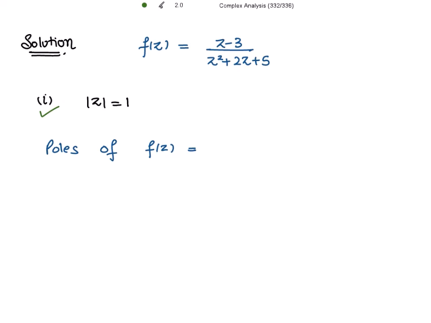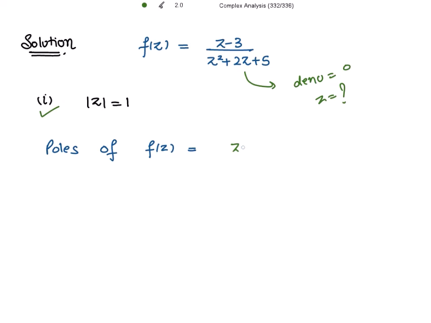So first we have to find the poles of f(z), and we have considered our function to be f(z) equal to z minus 3 divided by this denominator. First we need to find the poles of f(z). How to find the poles of f(z)? For that, just take this denominator to be equal to 0 and get the value of z.